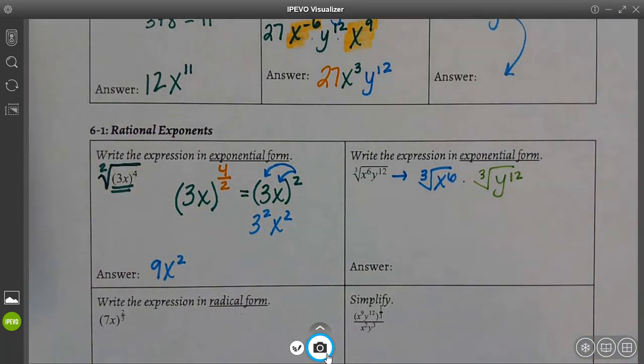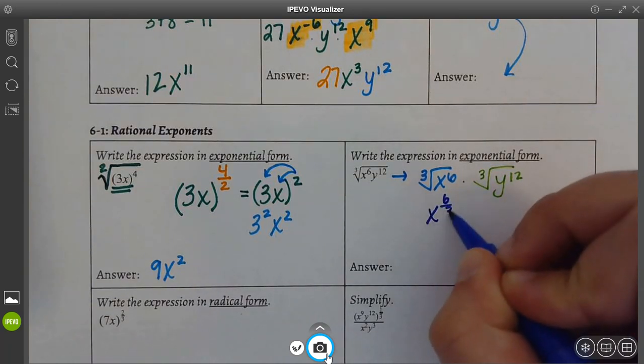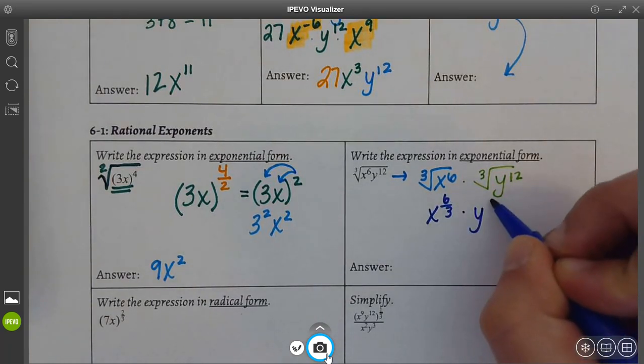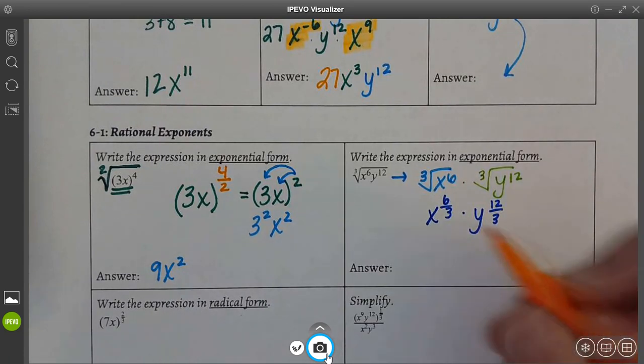And let's go ahead and write it in exponential form. That's going to be x to the 6 divided by 3 times y to the 12 divided by 3. And we can simplify those fractions, right? 6 divided by 3 is 2, so I have x squared.